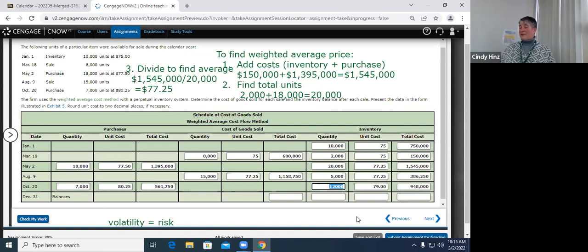Again, did we actually pay $79 for any of it? No. As far as we're concerned though, we paid $79 for all of it. And so to find our balances at the end of the month, our total cost in cost of goods sold would be the $6,000 from the first sale plus the $1,158,750 from the second sale. Our ending inventory is 12,000 units at $79 each. Total of $948,000.